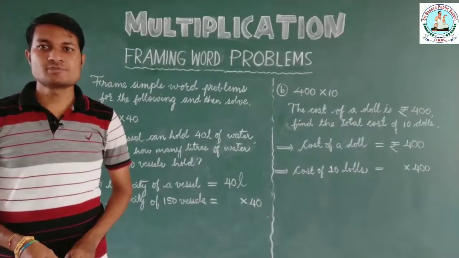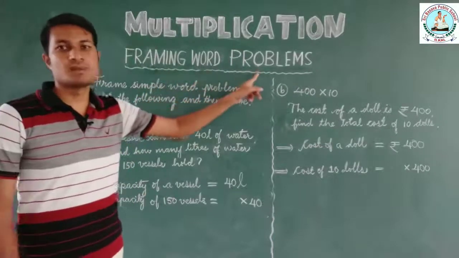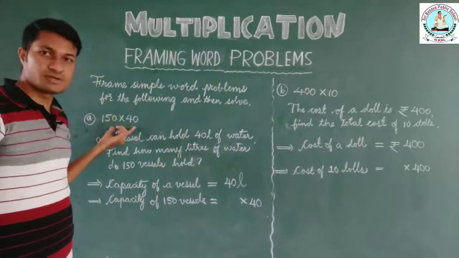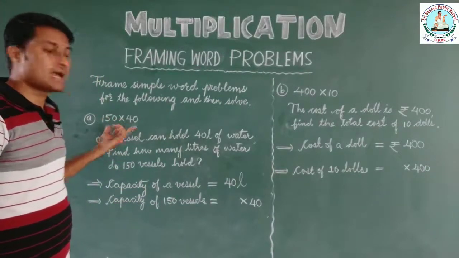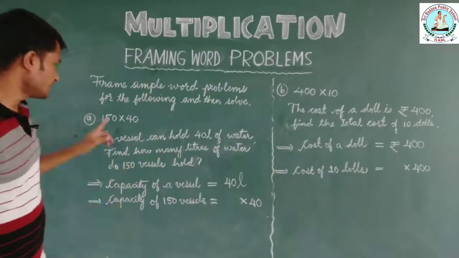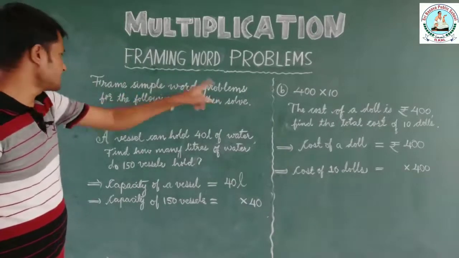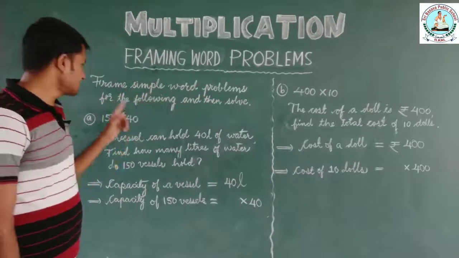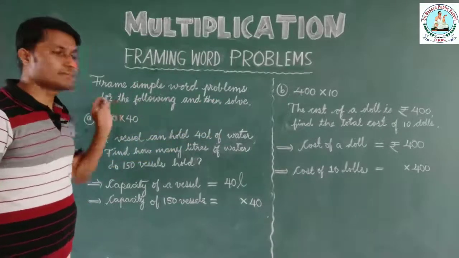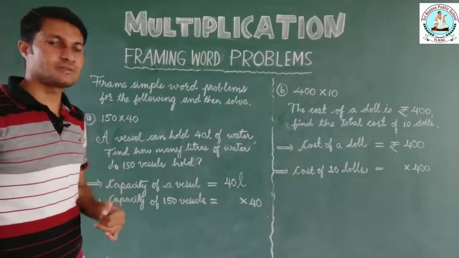Well students, now I am solving the problems of page number 40, that is framing word problems or framing story problems. So we need to frame a story problem for the given numbers, and after framing the story problem we need to solve it. So your question is: frame simple word problems for the following and then solve. For the following numbers we need to frame the story problem and finally we need to solve it, right?